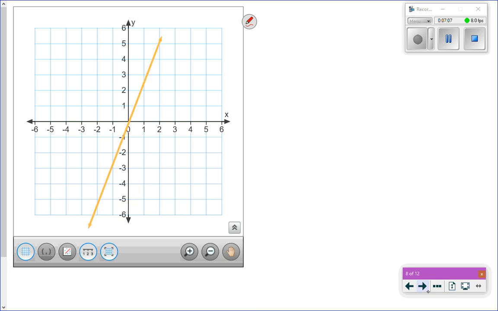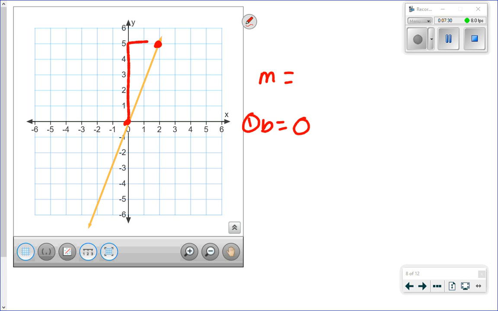A couple more examples. Got m and b. Okay, where it crosses the y-axis is at 0, so that's my y-intercept. Now I need to see where it crosses perfectly through the corner of a square. And I'm going to use this one here. Draw my triangle. So my rise is going to be 5, and my run is 2. So it's going to be 5 over 2.